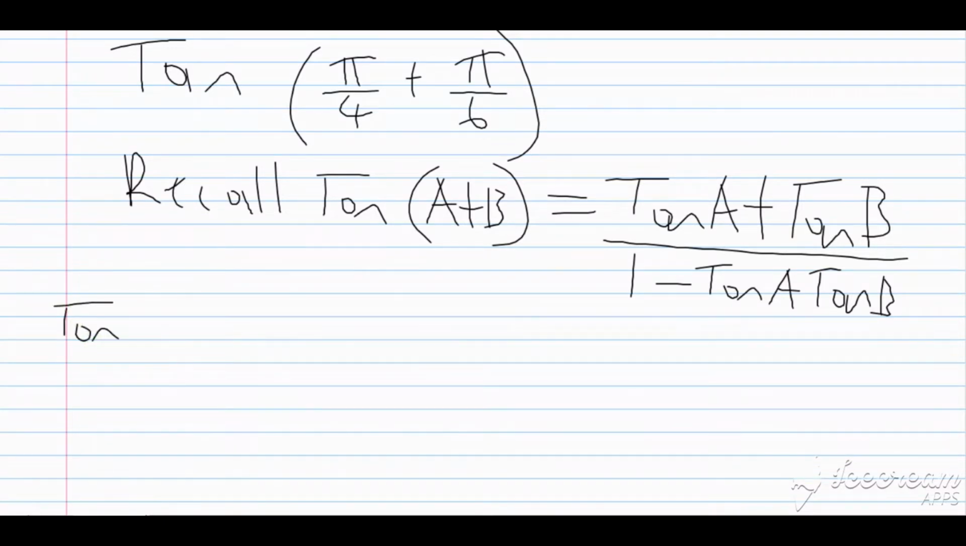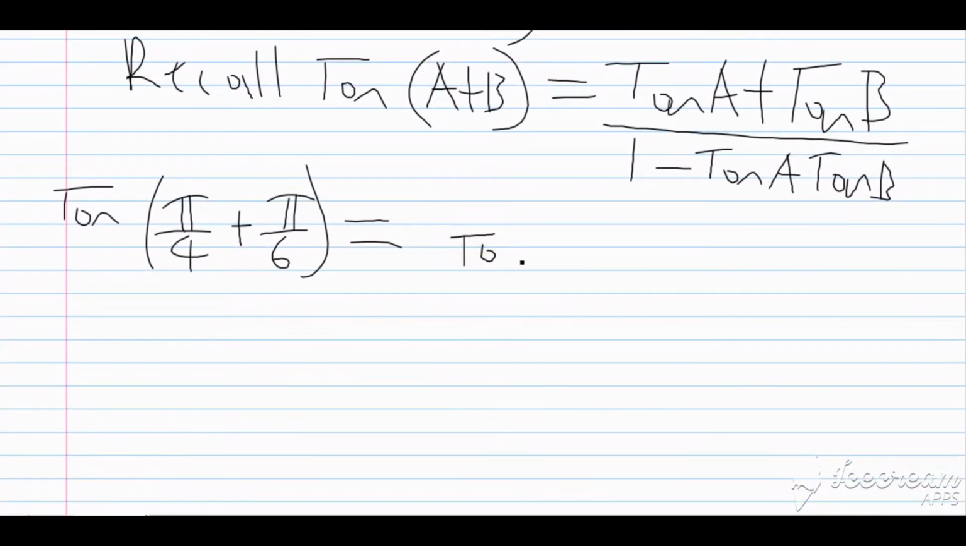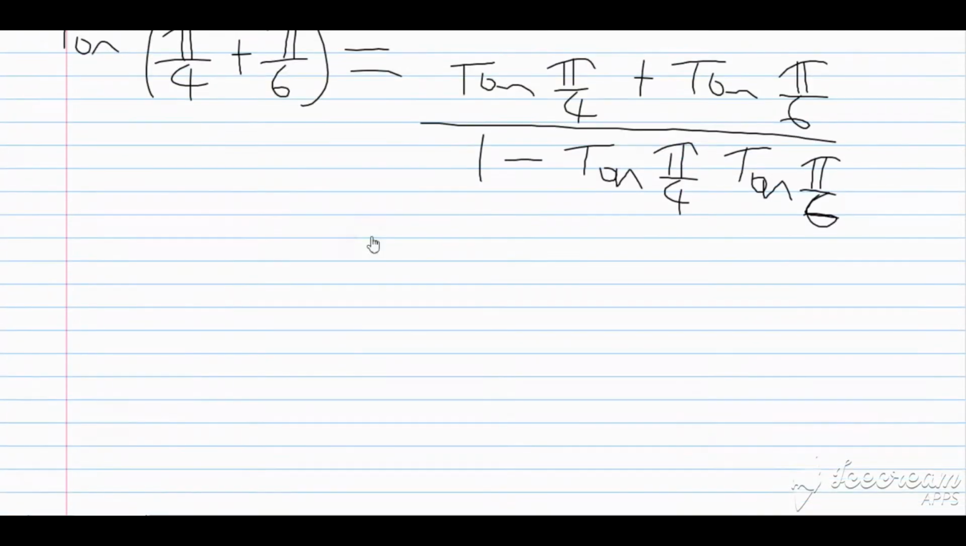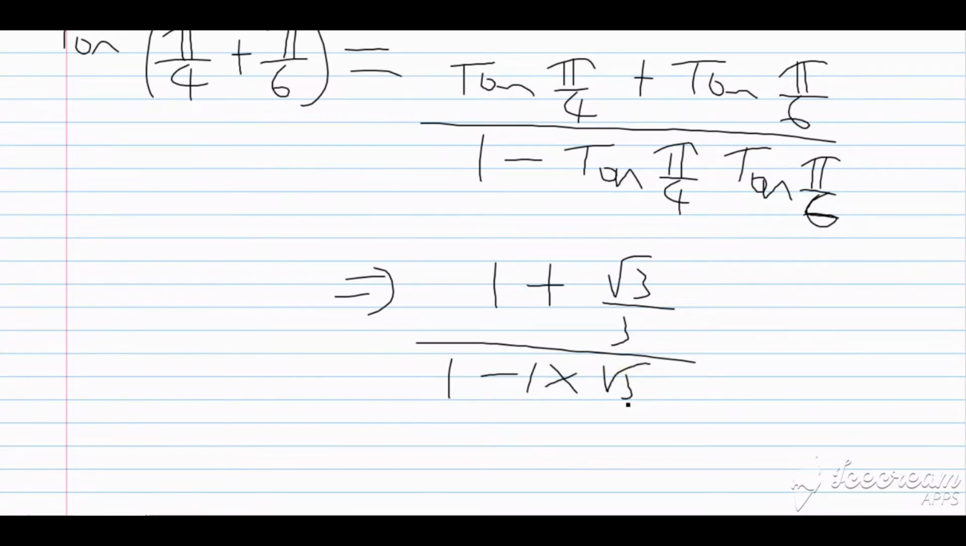So I can say that the tangent of pi over 4 plus pi over 6 is equal to, I can replace my A with pi over 4 and my B with pi over 6. So this is going to give me tan pi over 4 plus tan pi over 6 all over 1 minus tan pi over 4 tan pi over 6. Now, the tangent of pi over 4, we should know this would give me 1. The tangent of pi over 6, that will be root 3 over 3. So all of this goes over 1 minus 1 times root 3 over 3.